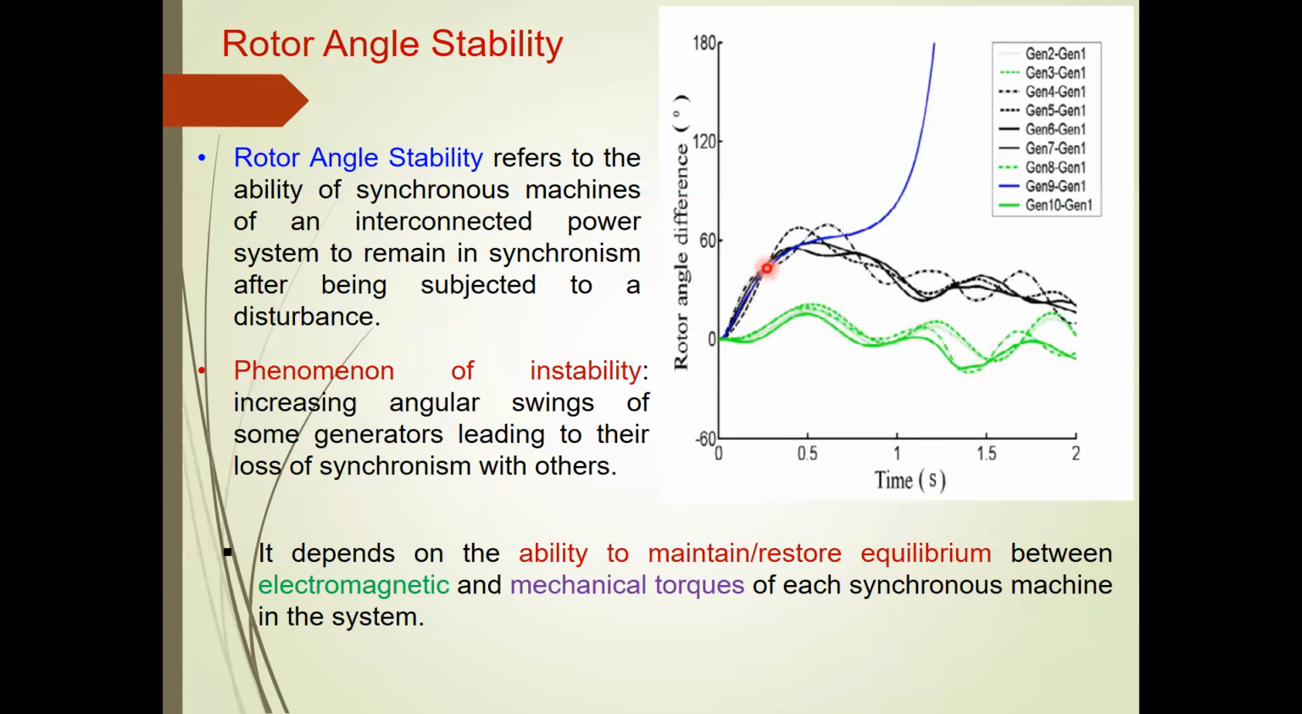For other generators, you observe that they have comparatively much more deviation in the swing. The amplitude of oscillation for these sets of generators is comparatively much more with respect to these groups of generators. Now this stability depends upon your ability to maintain or restore the equilibrium between the electromagnetic and the mechanical torque of the machines in the system.